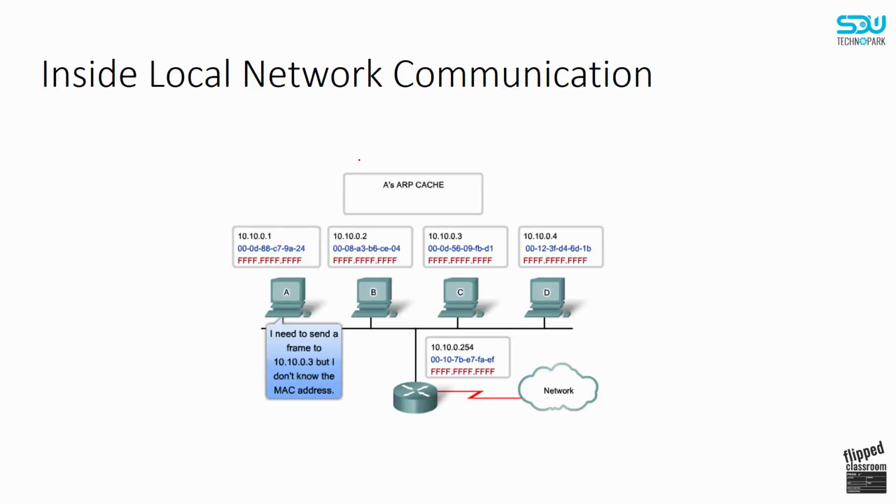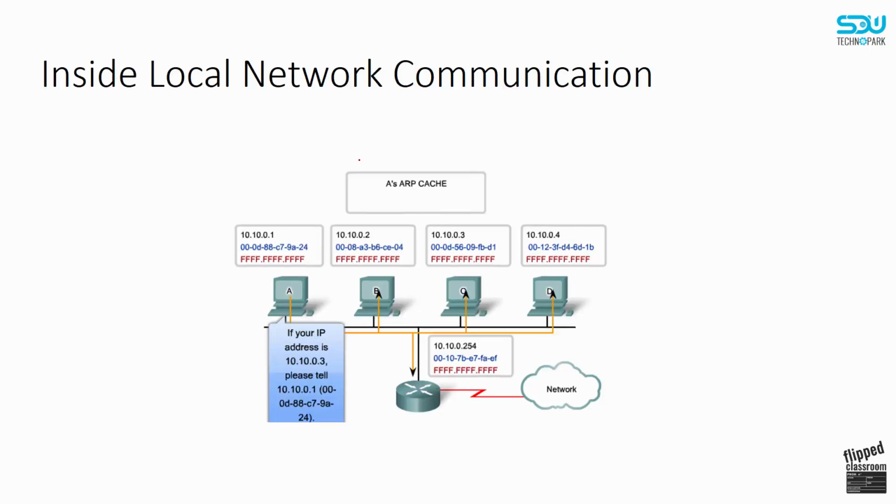Computer A needs to send a frame to 10.10.0.3, but computer A doesn't know the MAC address of the owner of that IP address. That is why computer A sends a packet of the ARP protocol to all other equipment inside the local area network. Inside this packet there is information: if your IP address is 10.10.0.3, please tell me your MAC address.